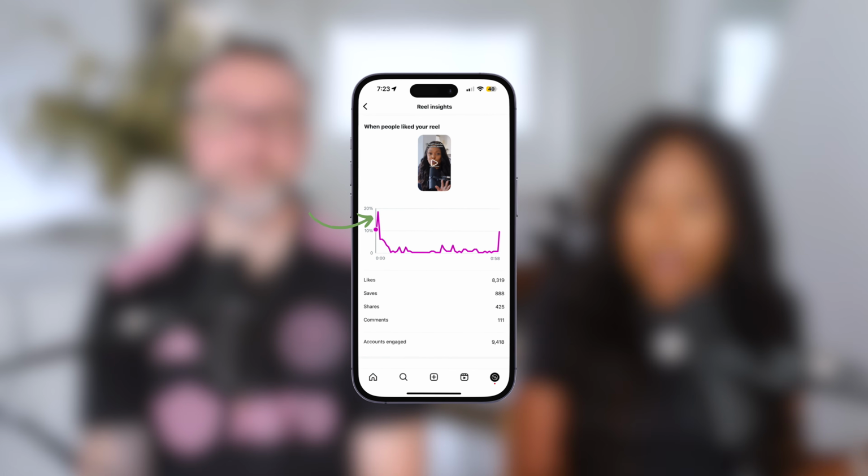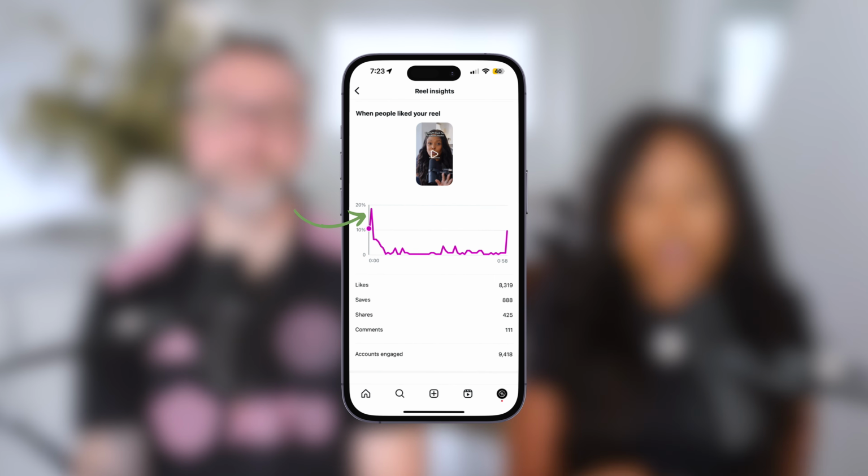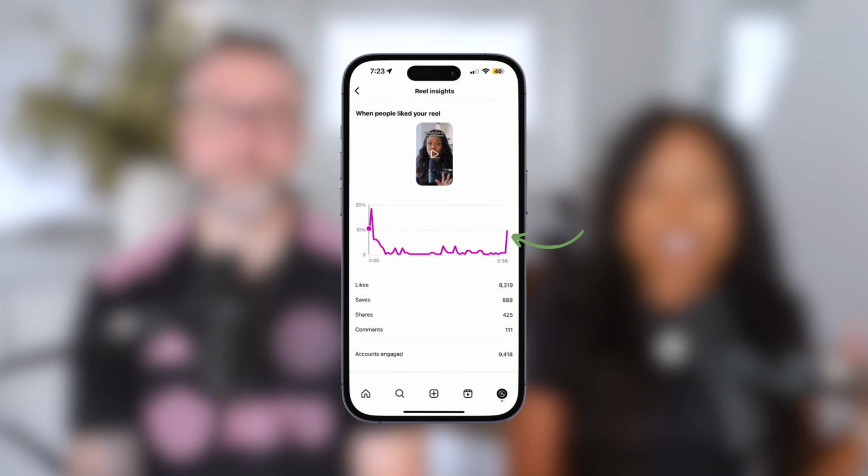For us, when we looked at one of our higher performing reels, we saw a big spike right at the start of one reel, which told us that the hook and the topic were strong. And then we also saw another spike at the end, which means we delivered on our promise and people rewarded us for that. That is so gold because now we know the hook format is worth reusing and we can model future endings so they land just as strong.